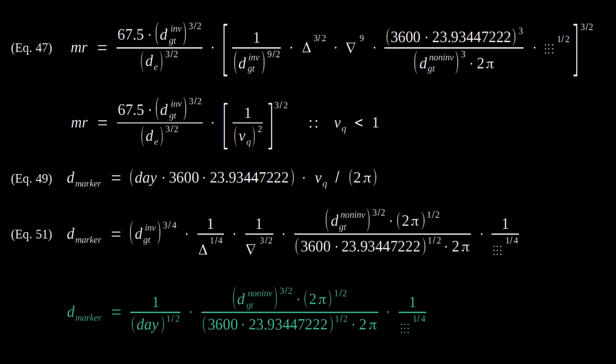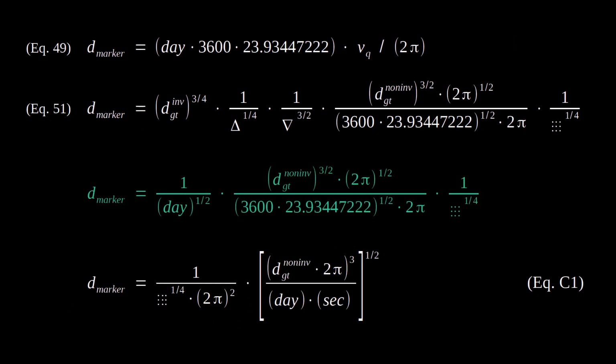So the second derivation replaces the first 3 terms with this 1 over day to the square root, just to simplify things. And then the rest of it is pretty much the same. The second derivation can be re-expressed as this third derivation, equation C1. This is the cake. This is what we're really looking for.